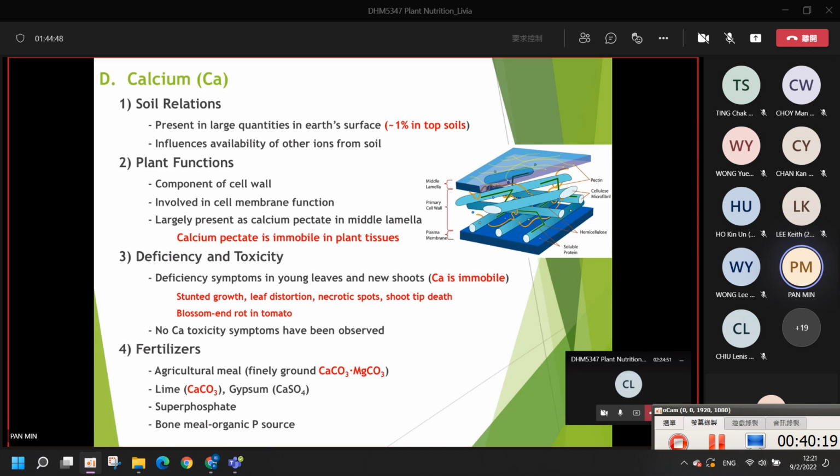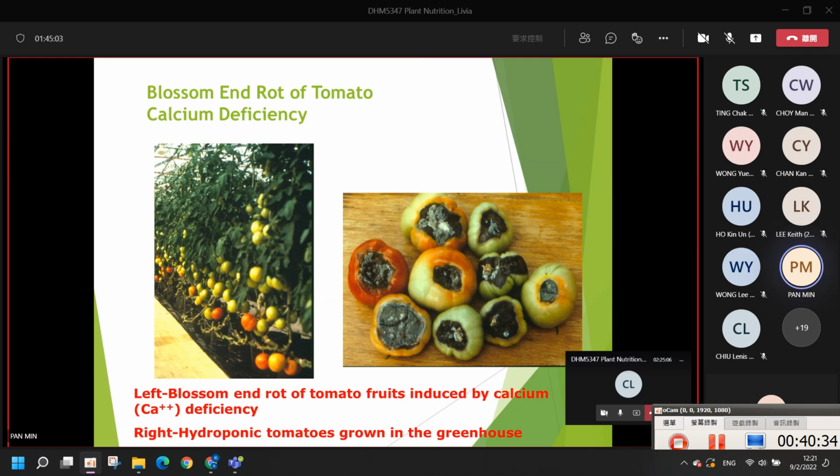And lime also can help to adjust the soil pH.